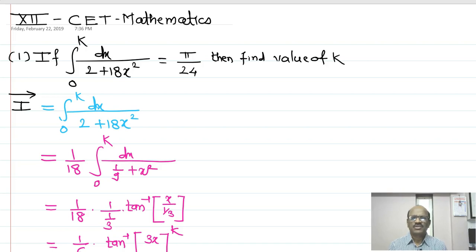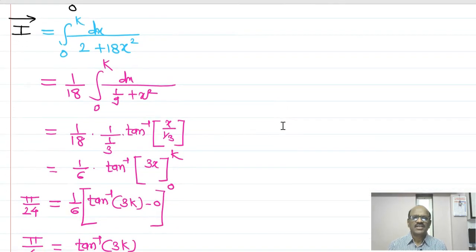Make the coefficient of x square as 1. Take 18 as common, then you will get 1 upon 18, integral 0 to k, dx upon 1 upon 9 plus x square, and that is 1 upon 18 dot 1 upon 1 upon 3 tan inverse of x upon a, which is 1 upon 3, and after the multiplication you will get 1 upon 6 tan inverse of 3x from 0 to k.